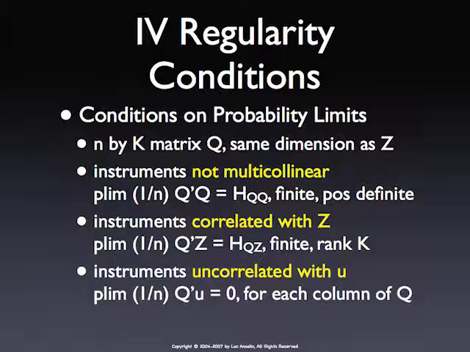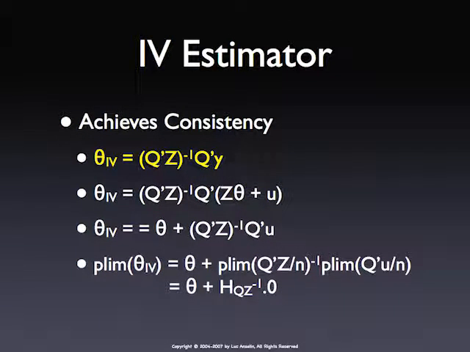So with these pieces in hand, and these, by the way, are assumptions. This is not true automatically. We have to make sure that it is true. So with these things in hand, then we can move. And we have the instrumental variables estimator.